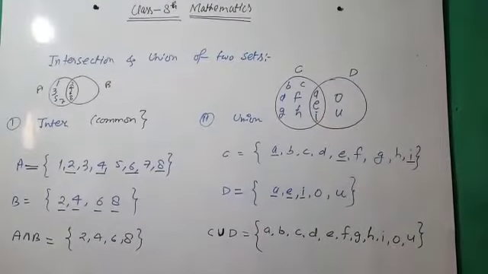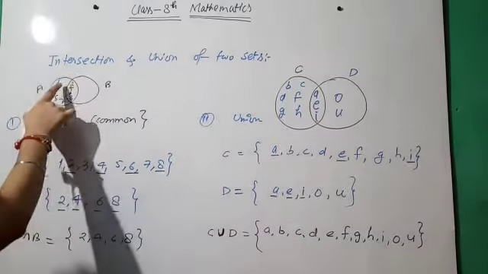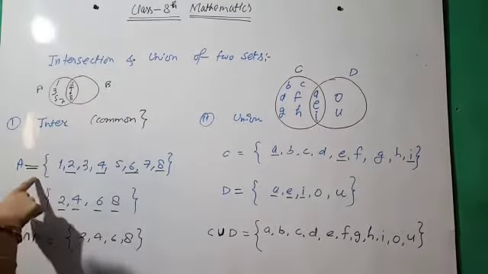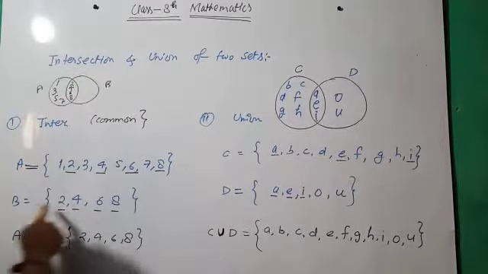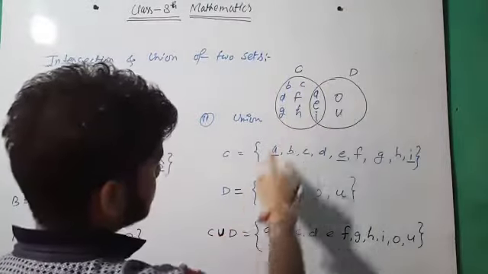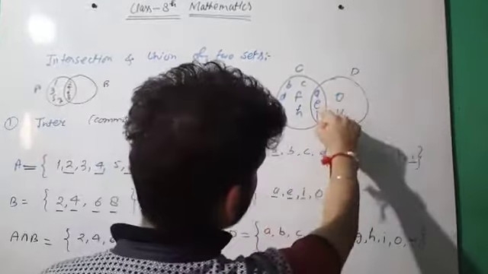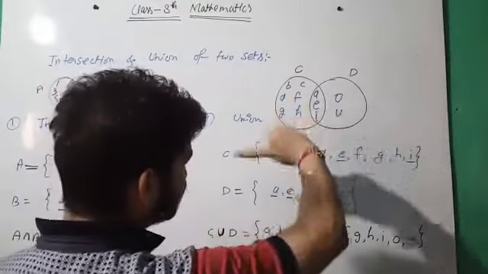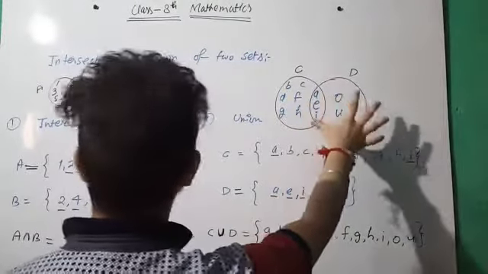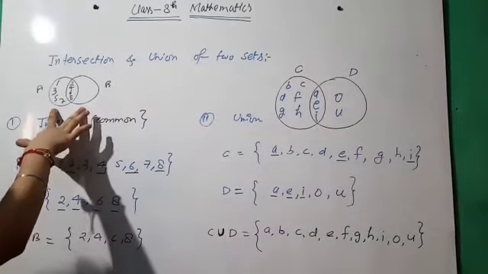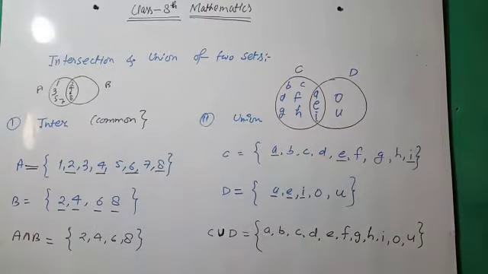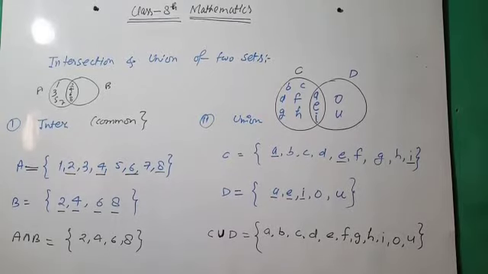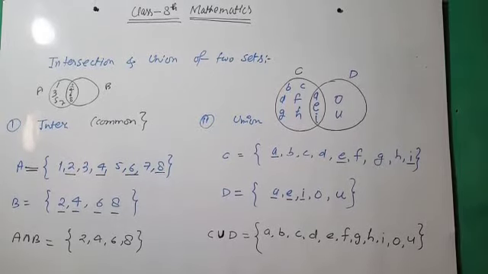I think it is now clear by the Venn diagram. This shows elements 1 to 8 of A, 2, 4, 6, 8 of B, A to I of C, and A, E, I, O, U of D. The whole part is this. No element is repeated here. So these are the basic representations of intersection and union of two sets.